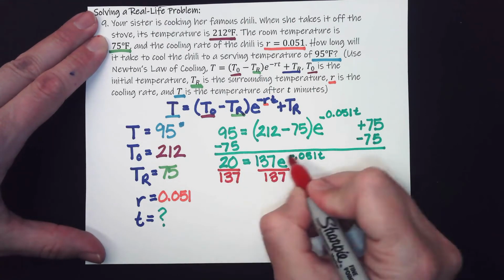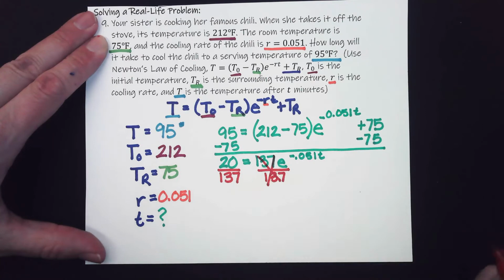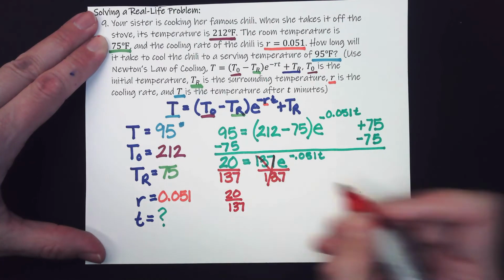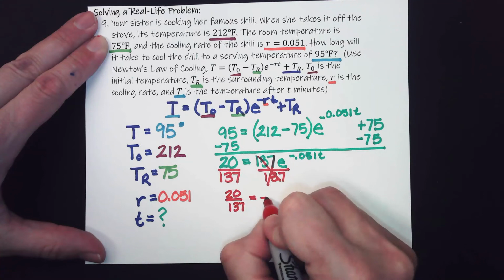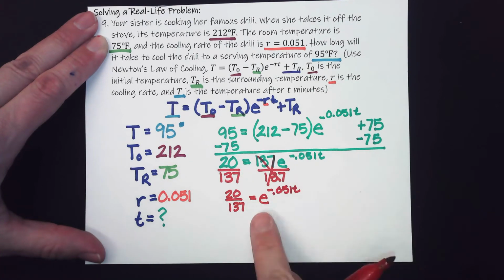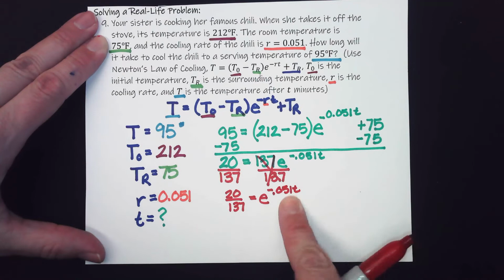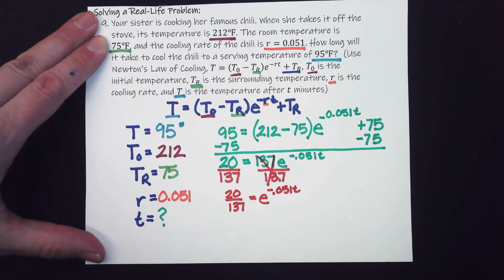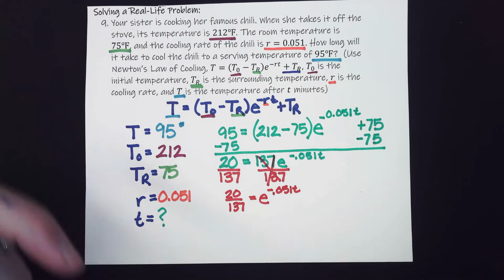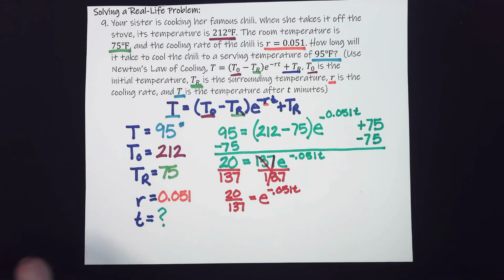So I have this canceling out, so I have 20 over 137, and I am just leaving it that way. It's more exact as I work. 0.051t. So now e to the power that has a variable in it is all by itself on one side. So now I need to write this as a log to get that variable out of the power.